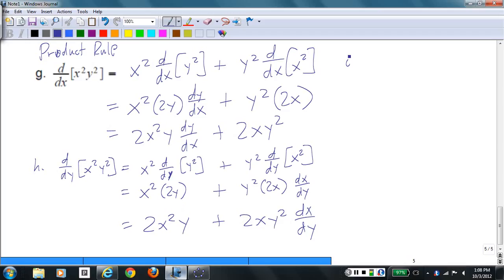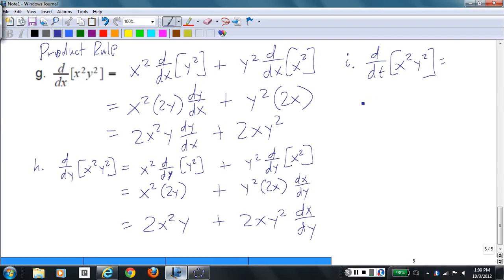And the I part, let's see if there's enough room for this. d dt of x squared y squared. Here x and y, perhaps independently, perhaps mutually dependent on each other and also dependent on time, are variables of t, functions of t. So it's the product rule, but there's a little bit more going on. There'll be a dx dt and also a dy dt in our final answer.